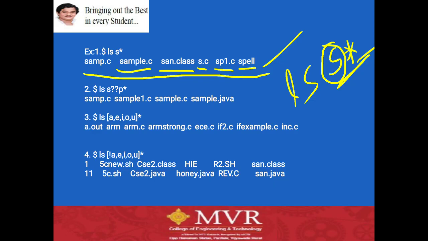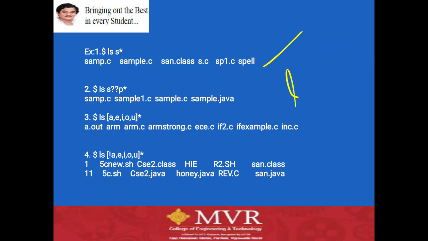If you observe this s.c, the first letter is s, and after that there is nothing, if you don't consider the extension. So s, after that there is nothing, so 0. Even that is going to be displayed on the monitor or the terminal. This is the first meta character, star.